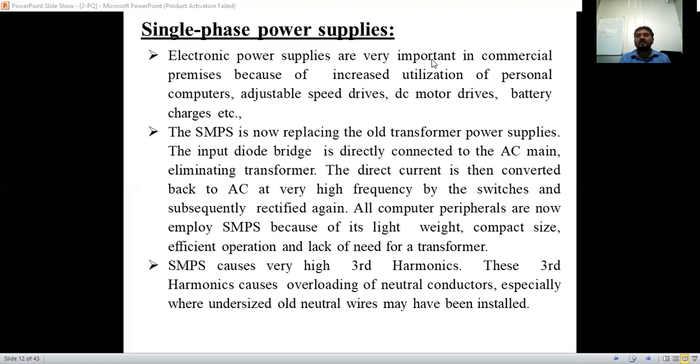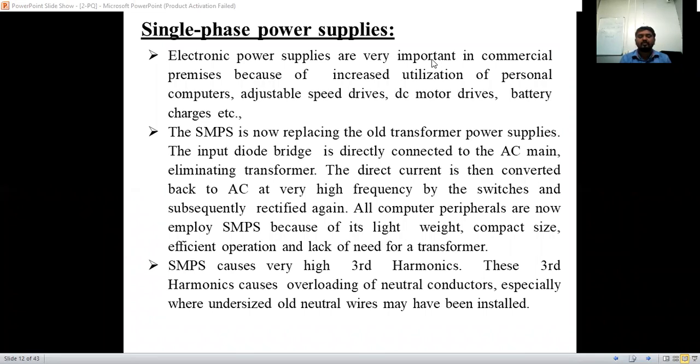Why is it replaced now? It converts and uses very high frequencies, and it rectifies and again provides high frequency AC. Wherever DC is required, it also gives the DC supply, and it does the rectification also. For that reason we call it switched mode power supply, because it switches AC, DC, and frequency.